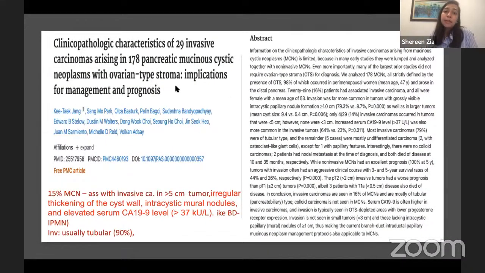This is one of the papers I put up from literature to show you that 15% of mucinous cystic neoplasms are associated with invasive cancer. The association with invasive cancer has usually been seen if there is irregular thickening of the cystic wall, if there is an associated mural nodule, the size is more than 5 centimeters, or the CA19-9 level is higher.